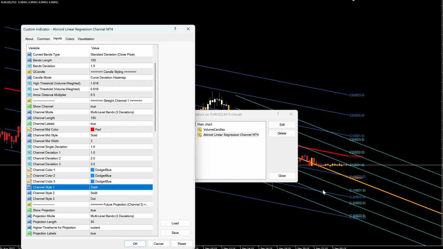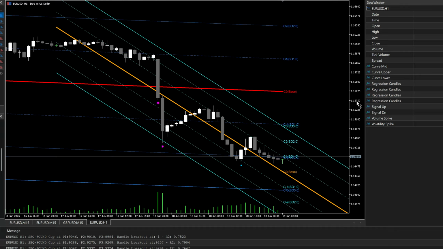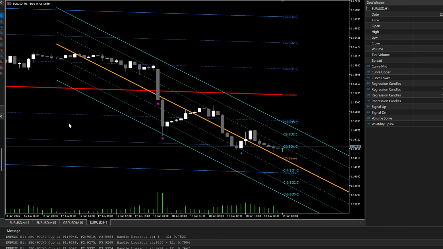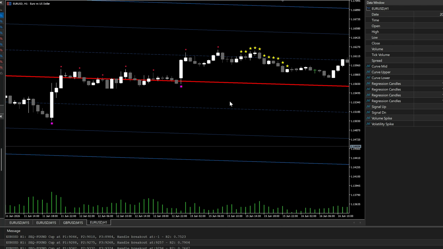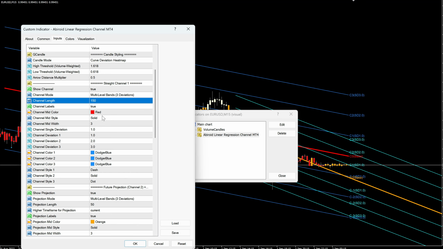Now in MetaTrader 4, the problem is that if you set the channel width to more than 1, then all of these lines will always be straight lines. But with MetaTrader 5, if you set the channel width to higher than 1, those dashed or dotted styles will matter. But in MetaTrader 4, if your band width is more than 1, then these dashed or dotted bands won't matter. It will always be a straight solid line. And this is the channel length. So for both, it's 150. That's the period that it takes to draw these channels.